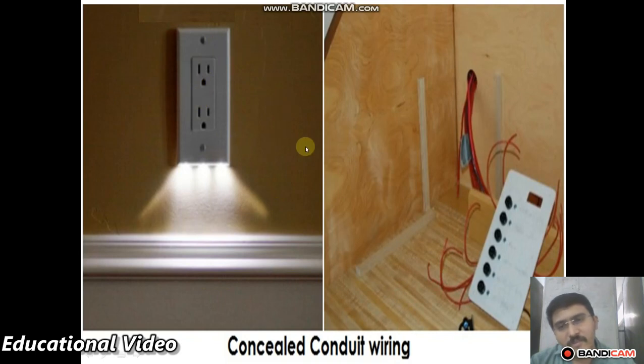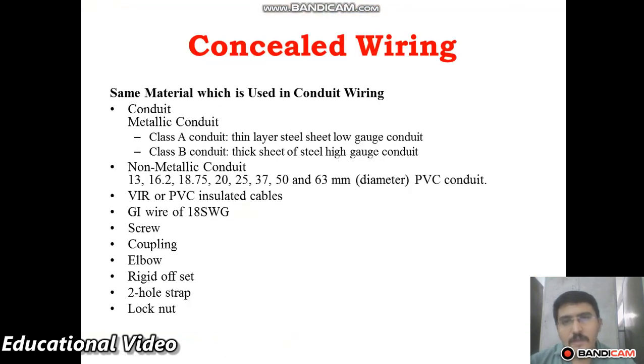Here we cannot see the path through which the wire runs, we only see the points. Here we are going to observe that no wiring is visible, we can only see the point. We'll see in detail how this concealed wiring is one type of conduit wiring. The same materials are required as for the conduit one, but the visibility is not there. This is the benefit of concealed type of wiring.